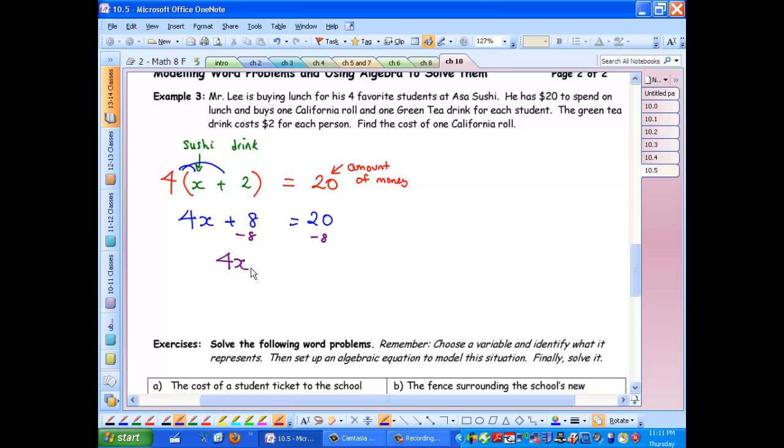This leaves us with the relatively simple two-step problem, which I will now solve by subtracting 8 first. So 4x is on the left-hand side. 20 minus 8 is just 12. Our final step is to divide both sides by 4. And what do we have? x equals 3. So in this case, the cost of one California roll at Ace Sushi is just $3.